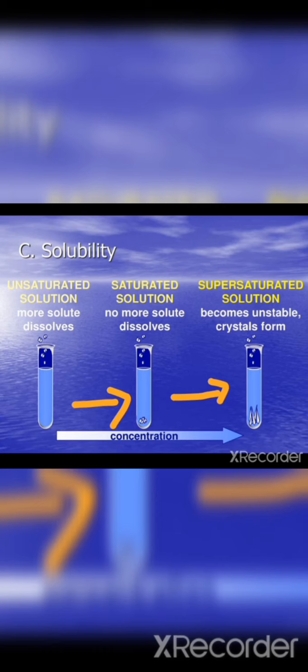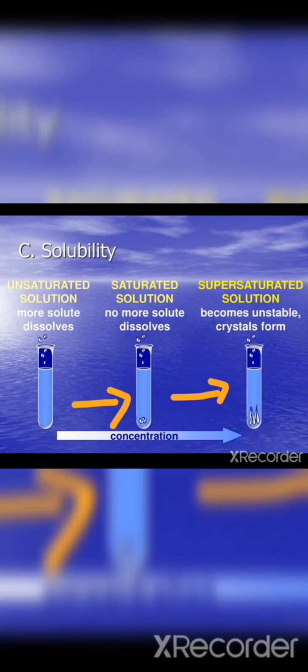For example, take a small glass of water, say 100 ml of water. If you add 50 grams of salt, how will it be? It will be very salty, isn't it? That means more concentration, more salt is present. That means the water is highly concentrated with salt. So that is called a concentrated solution.